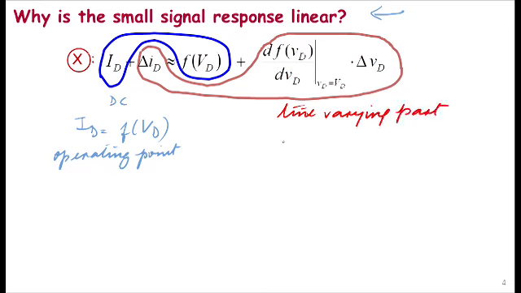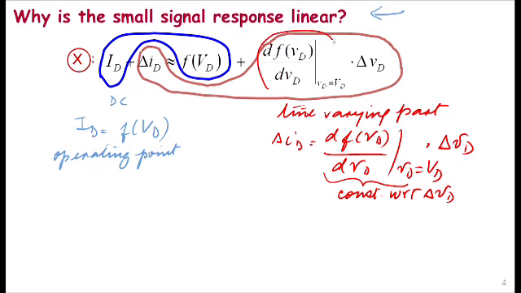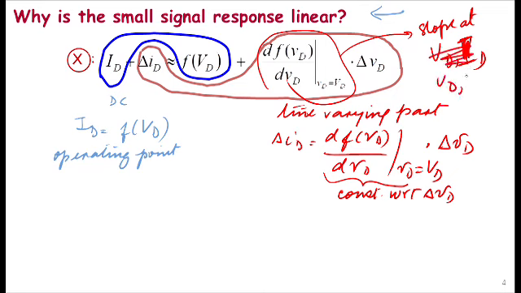Okay. And here my delta ID was equal to dF of VD over dVD evaluated at VD equals capital VD, times delta VD. So this part here was constant with respect to delta VD, and so it is a constant times delta VD. I also said that this little piece here was the slope at capital VD, capital ID. Let me just do it clearly: VD, ID. Okay, so that was the slope at VD, ID. So that's what I showed you so far.